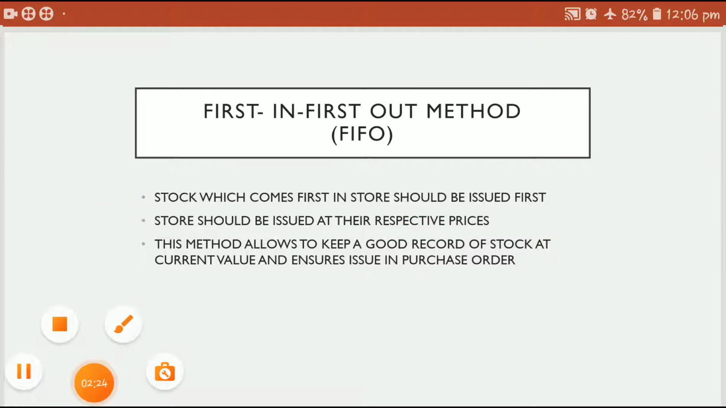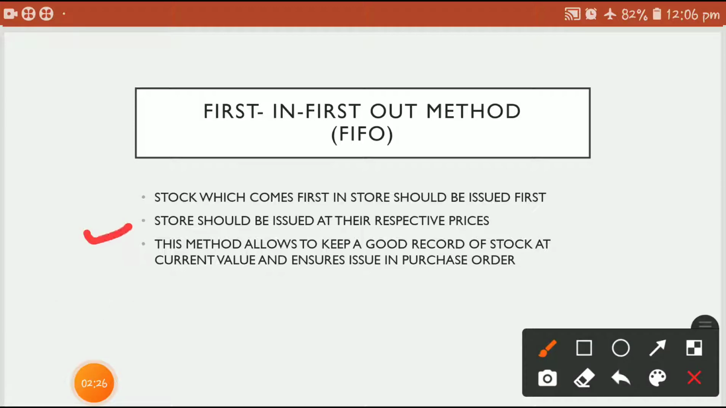Second point is, stores should be issued at their respective prices. That means whenever stock is issued from the store, it should be delivered or issued at the same price at which it was purchased. For example, 100 units were purchased at 10 rupees. Now at the time of issue, this 10 rupees is the price of its issue. We are issuing where? To the production department. Who is issuing? The store department.